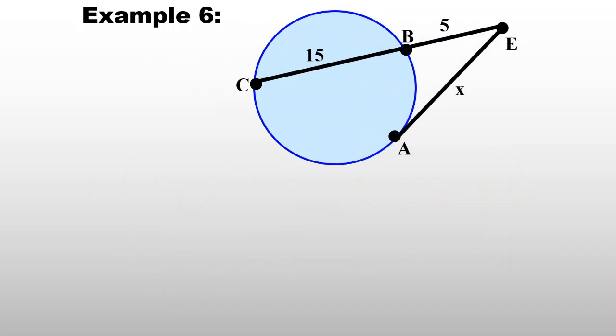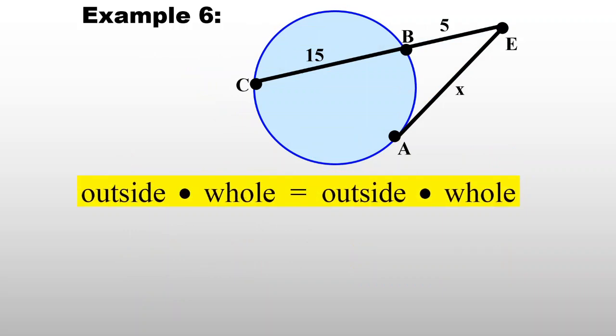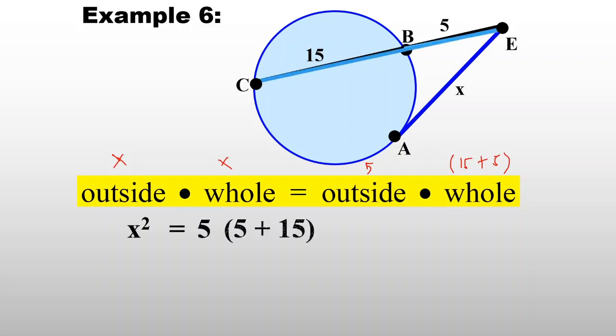Okay, so another example. So ganun pa rin, outside times whole equals outside times whole. Yung outside natin dito, yung tangent natin x. So yung whole niya x din. Sa second segment naman natin, yung outside ay 5. At yung whole natin dito ay 15 plus 5 or 5 plus 15. So yung magiging x squared yan equals 5 times the quantity of 5 plus 15. So simplify.